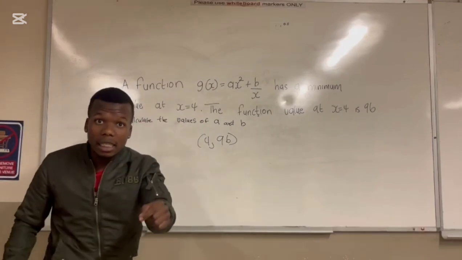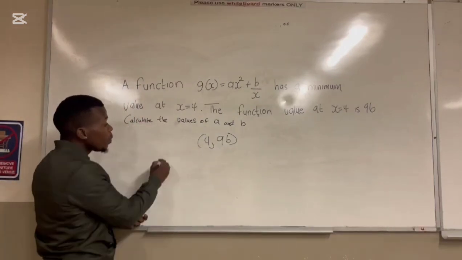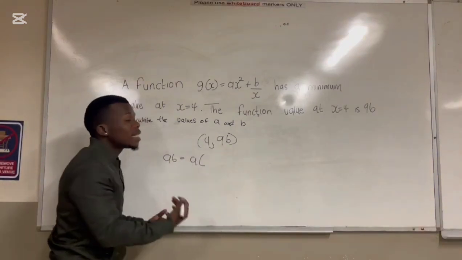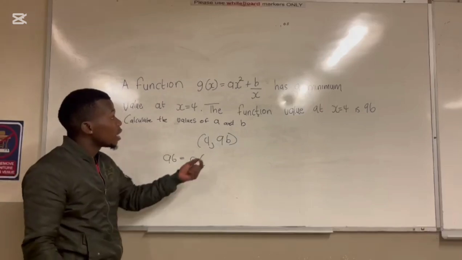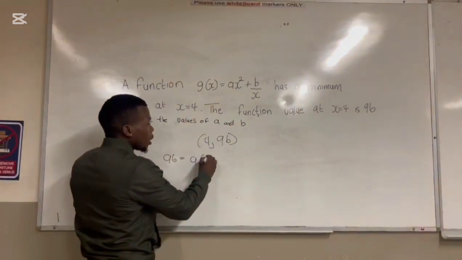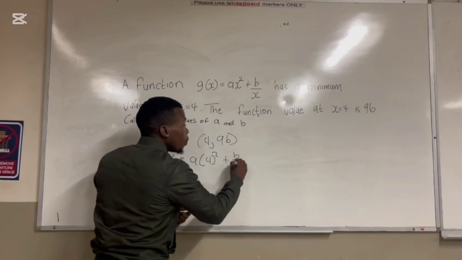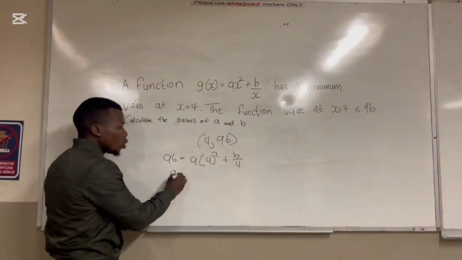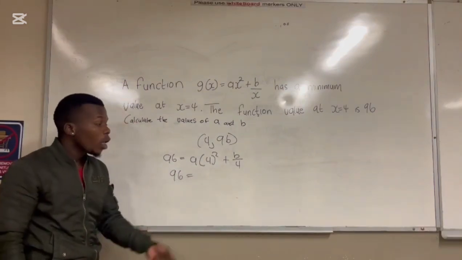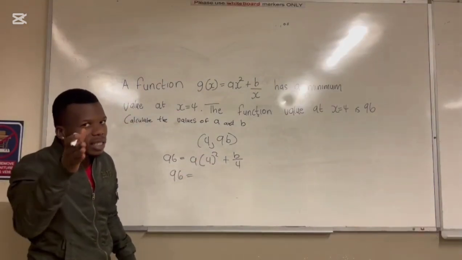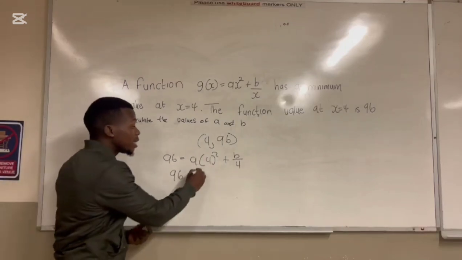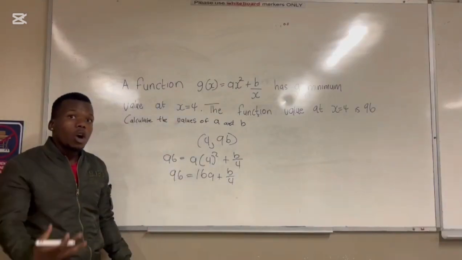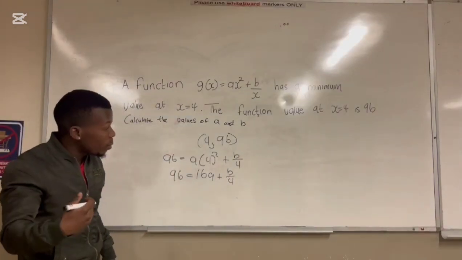And they got 96. Meaning, my friend, I will say 96 is equal to a, and where they see x, they substitute 4. Meaning I will have 4 squared plus b over 4. As I'm simplifying this, this will be 96, which is equal to, what is 4 squared? 4 squared is equal to 16. 16 multiplied by a is 16a, plus b over 4. All I need to do is to further simplify my equation.